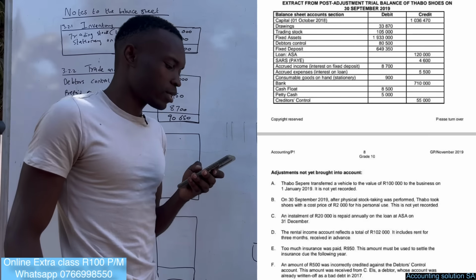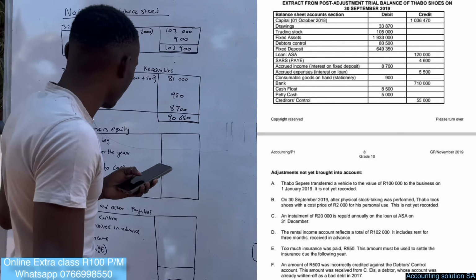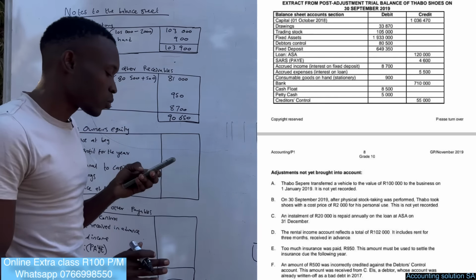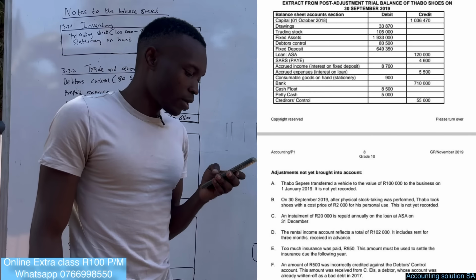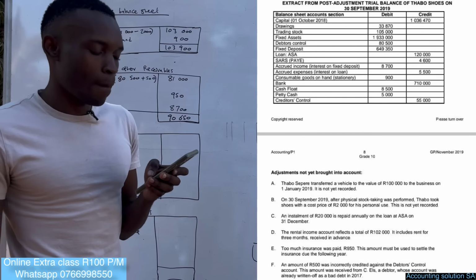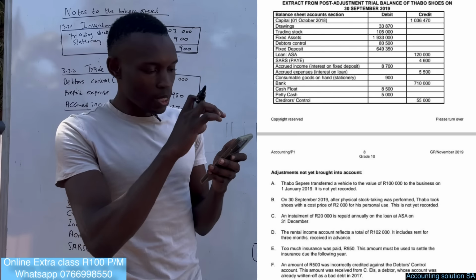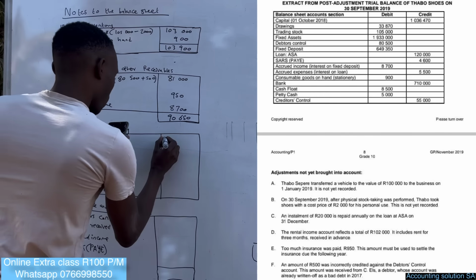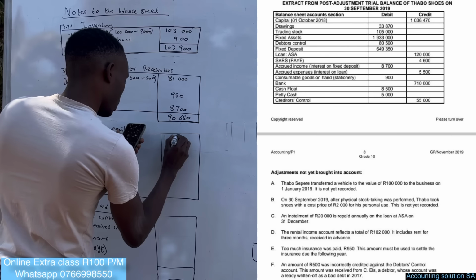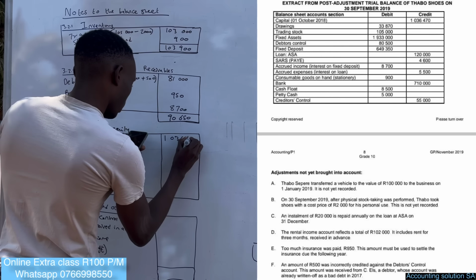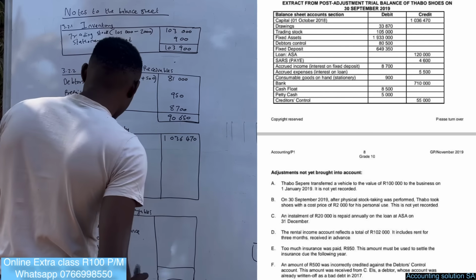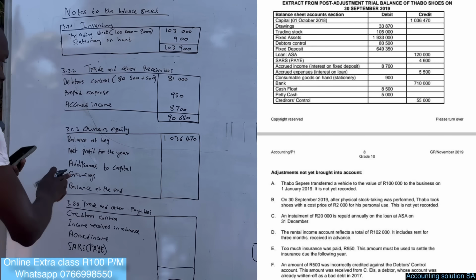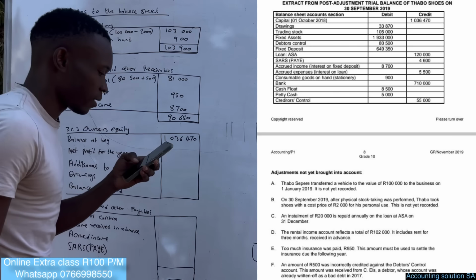The next one, they said we have to prepare owner's equity. A very simple note, guys. The first step, we have to record the opening balance. If you check under our trial balance, we have a capital, which is the opening balance of 1,036,470.